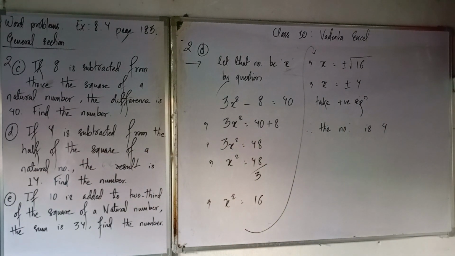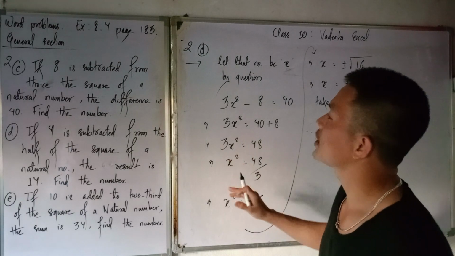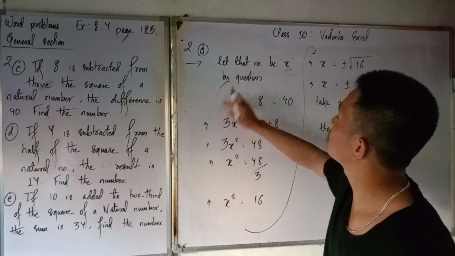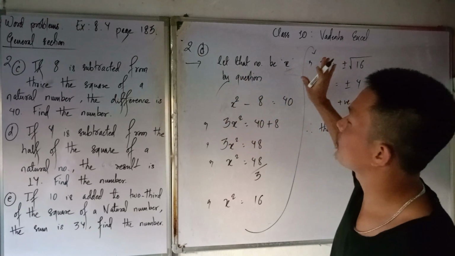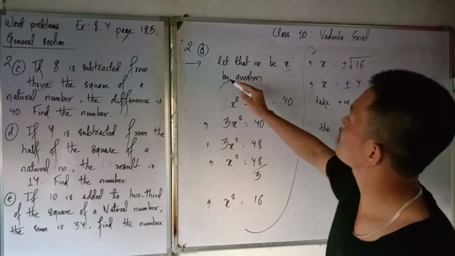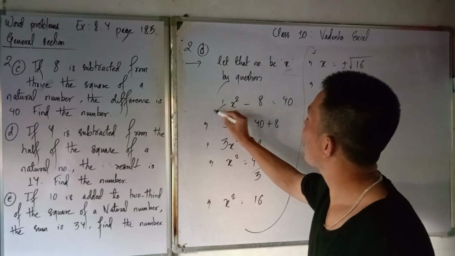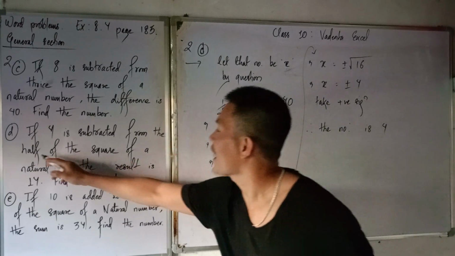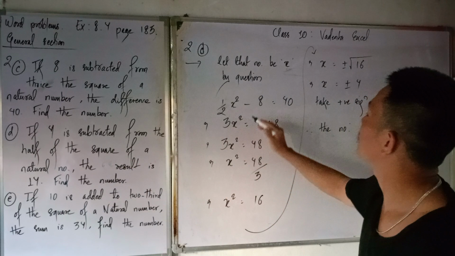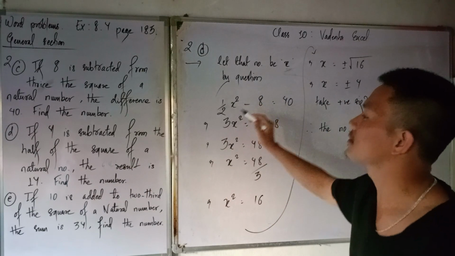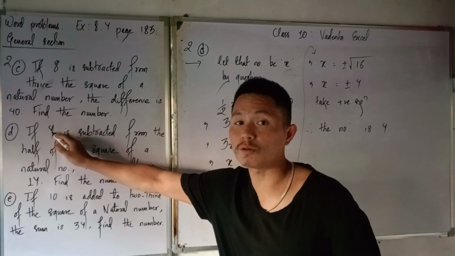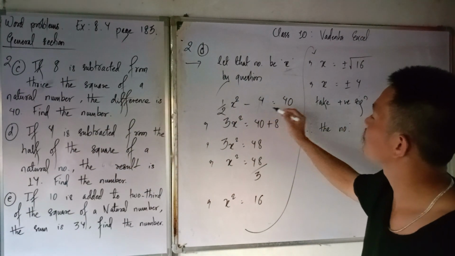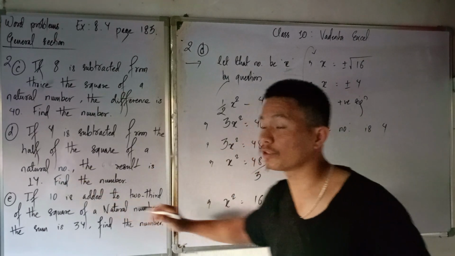If 4 is subtracted from the half of the square of the number. In the previous one it was twice. Now we suppose the number x, let that number be x by equation. Half of the square of the natural number, minus 4. Now you have to subtract 4, then the resultant will be 14.